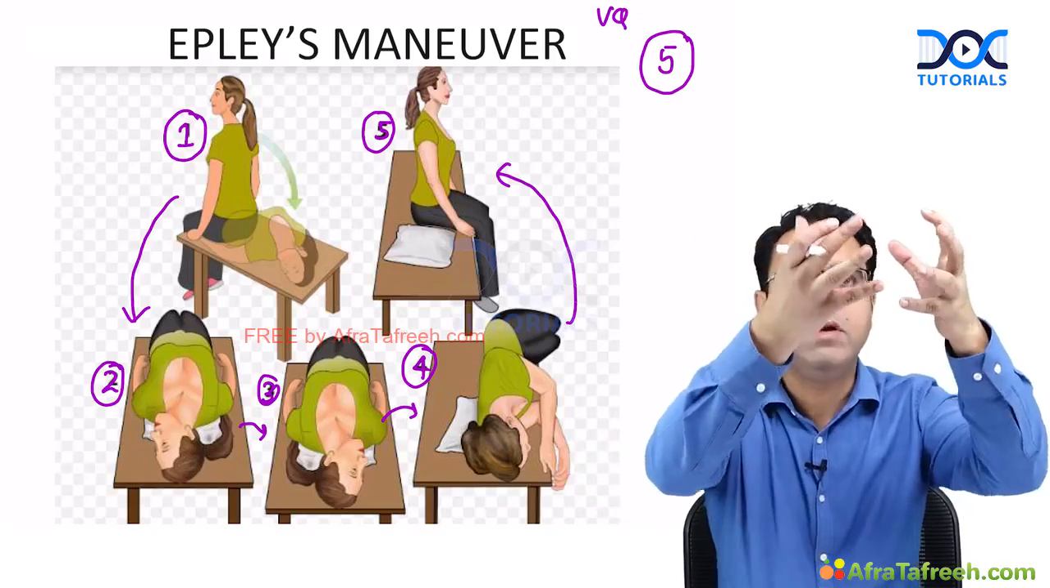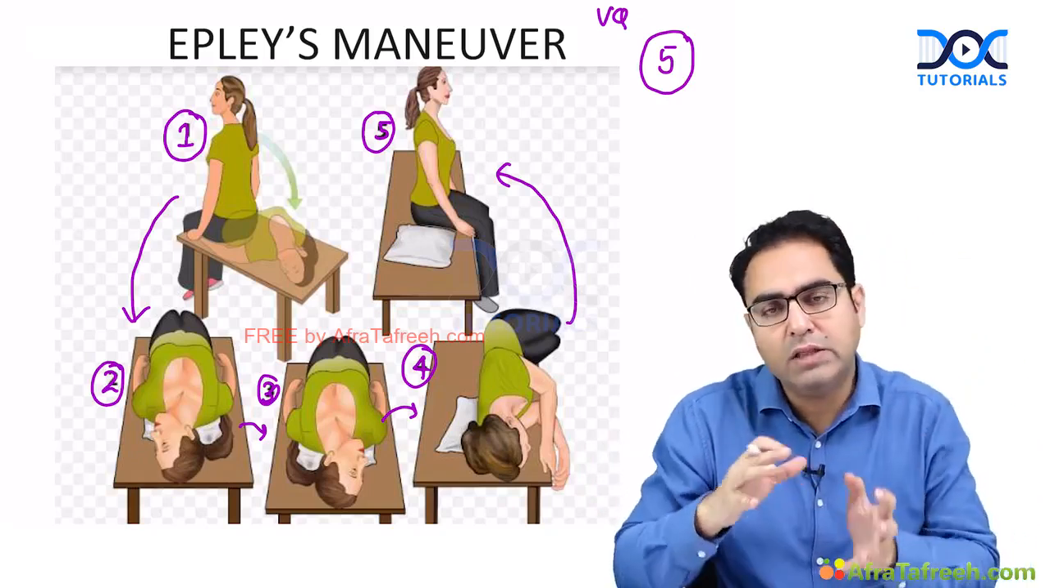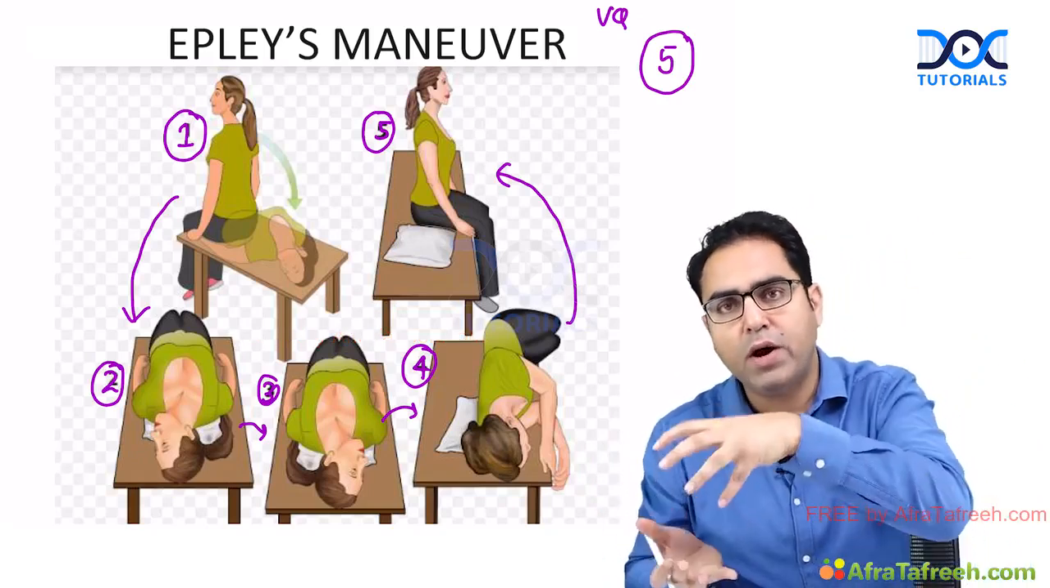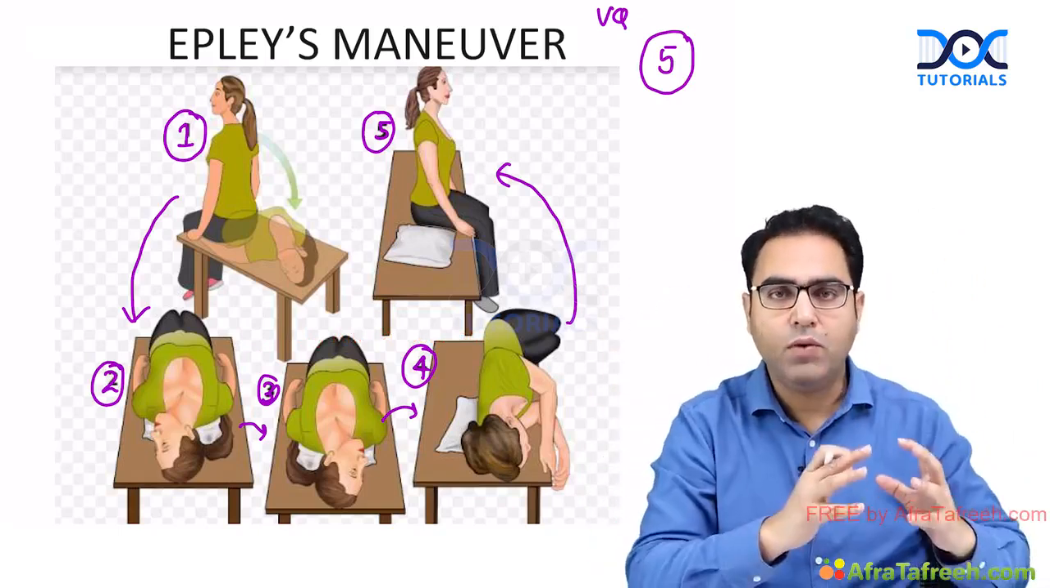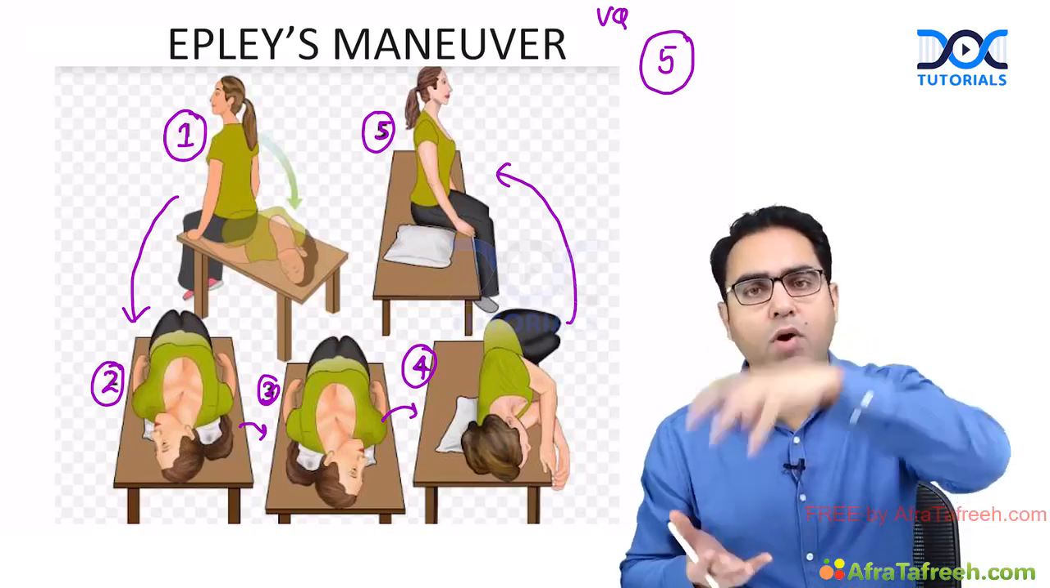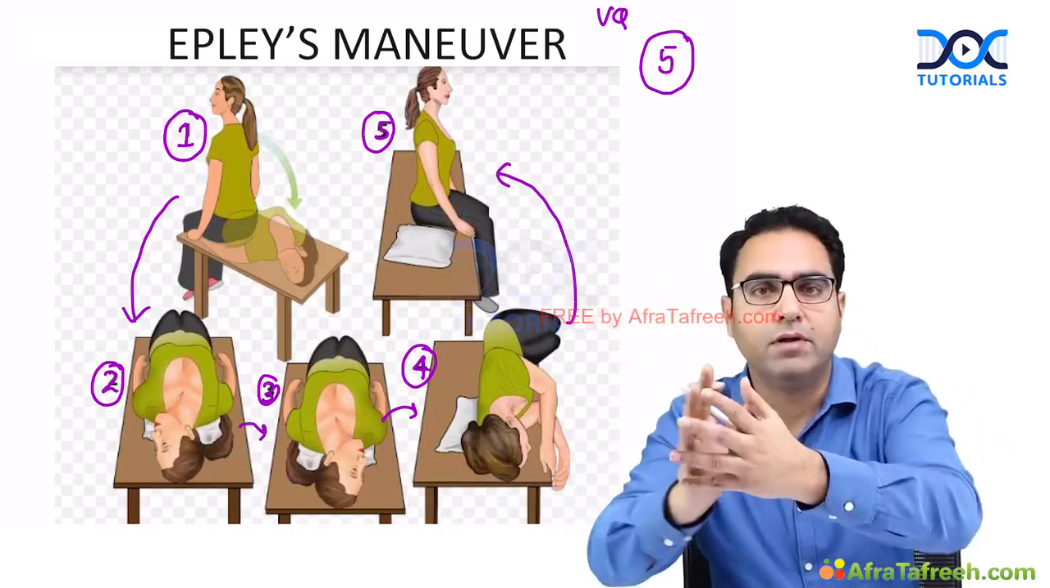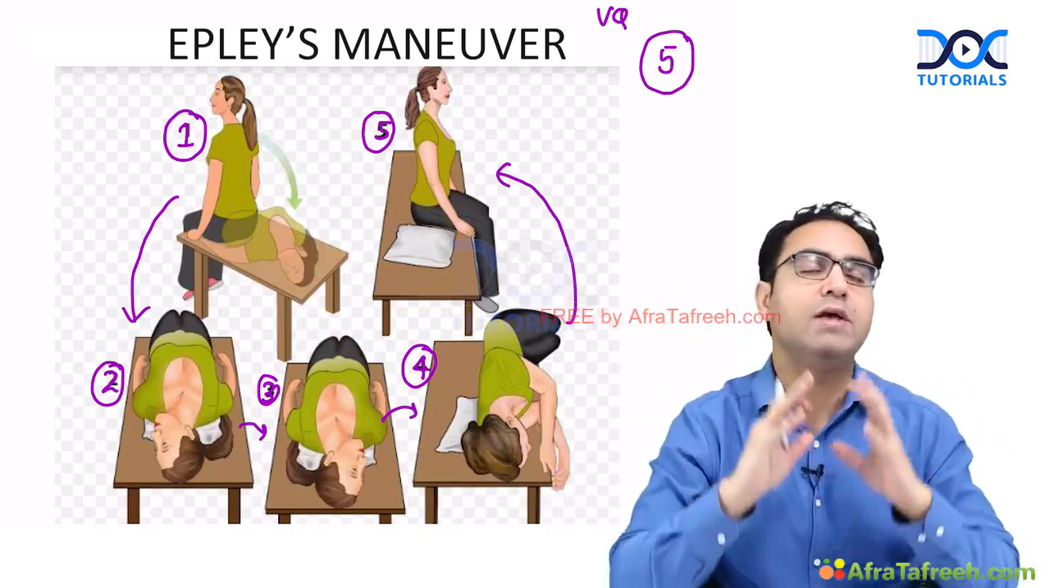The second position is lying down. Third position is turn the head. Fourth position is turn the body. And fifth, again sit down. Sitting, lying down, turn the head, turn the body, and then again sit up. So sitting, 5 positions, is Epley's maneuver.